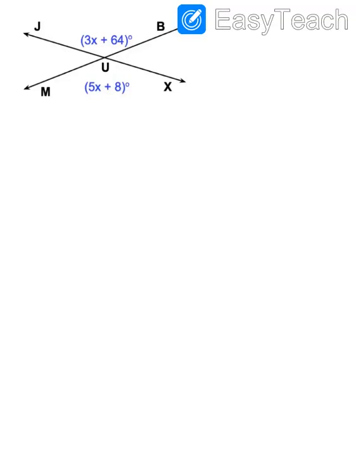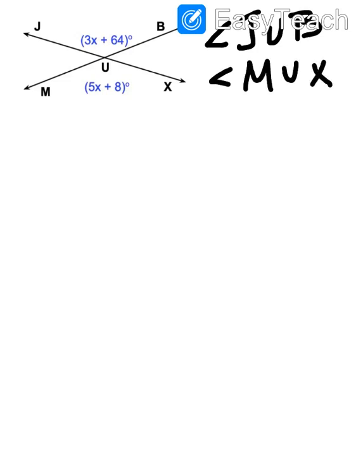This is Mr. Santana, and I'm going to show you how to get the angle measure of angle JUB and angle MUX by making sure that you know that these angles are vertical angles. When you have that, that means that this angle and this angle are equivalent to each other because they're opposites in this scenario.